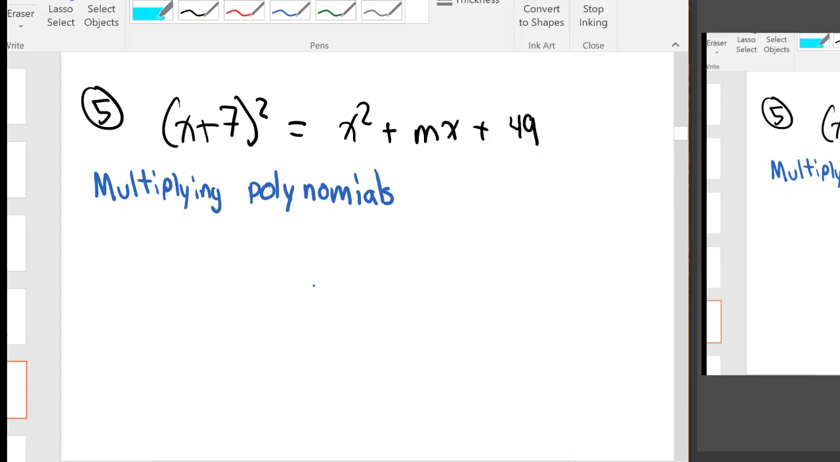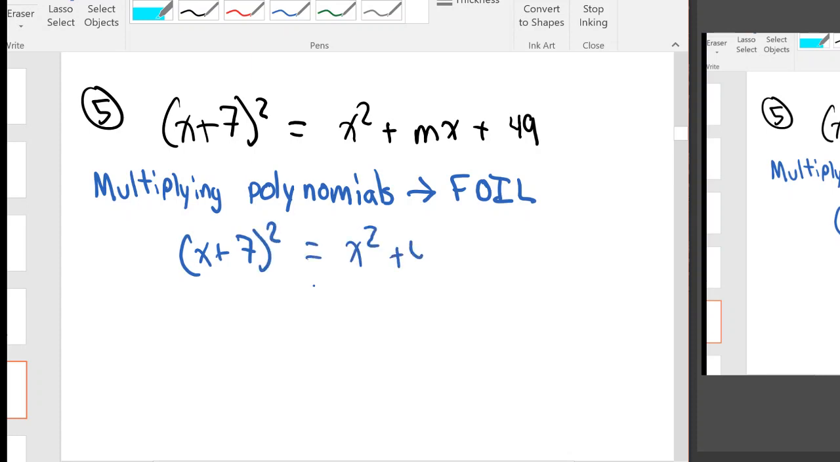This is more commonly known as FOIL. It's a very easy process. What most people do is they see x plus 7 squared, and they say, well, that's going to equal x squared plus 49. That's way wrong. You cannot do that. Okay? This is really saying x plus 7 squared.